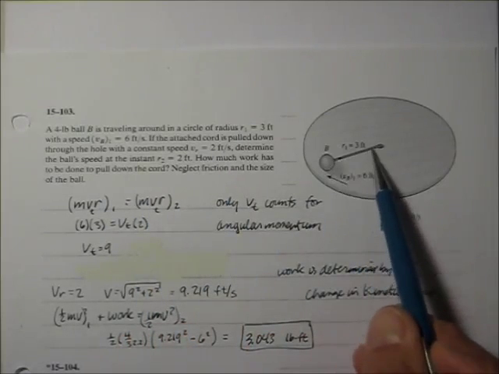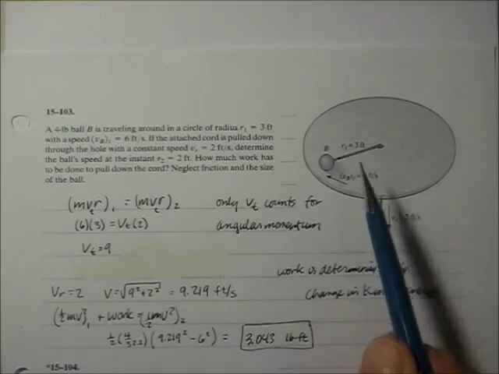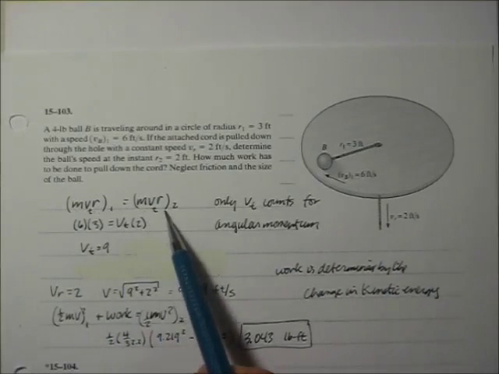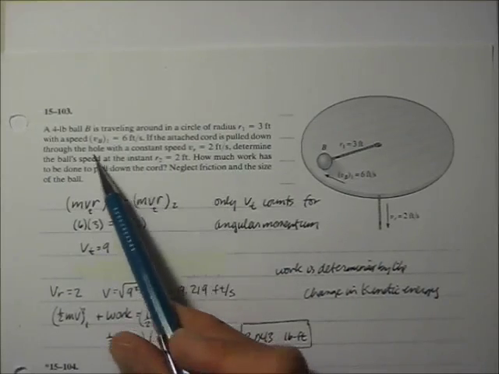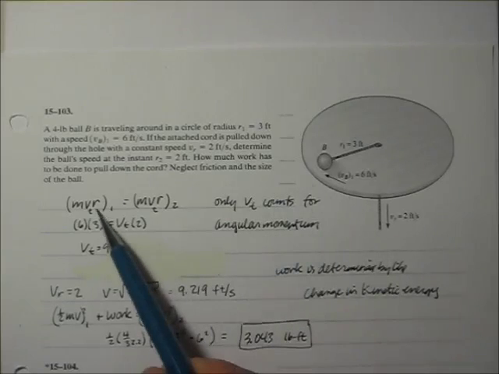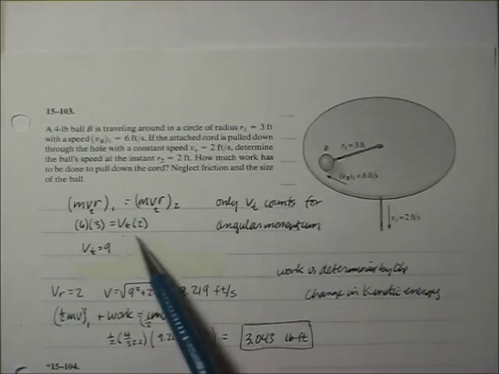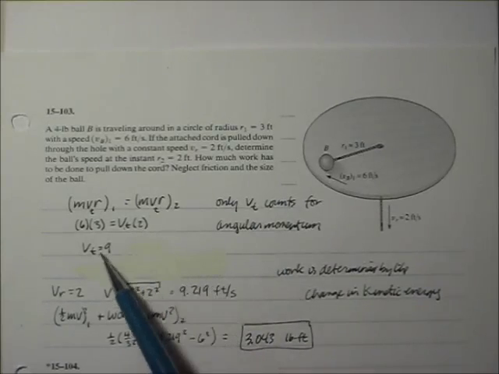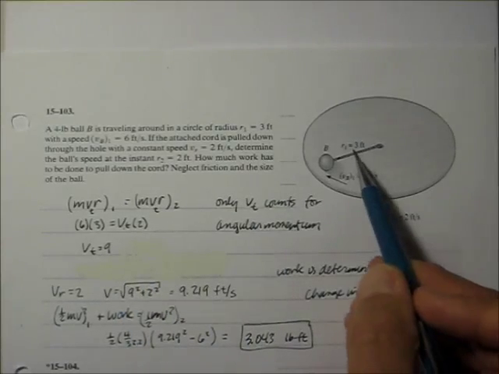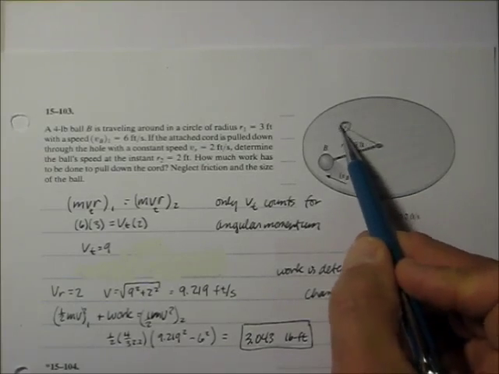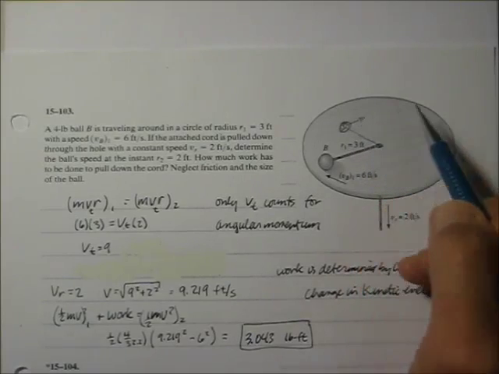Well, we're starting at 3 feet, so once r is equal to 2 feet, we can easily see from angular momentum that mvr1 is equal to mvr2. The mass in this case is the same, so those cancel out. So I have velocity at the beginning of 6, the radius at the beginning is 3, and velocity at the end is what we're looking for, and the radius is 2, so the tangential velocity at condition 2 is going to be 9.